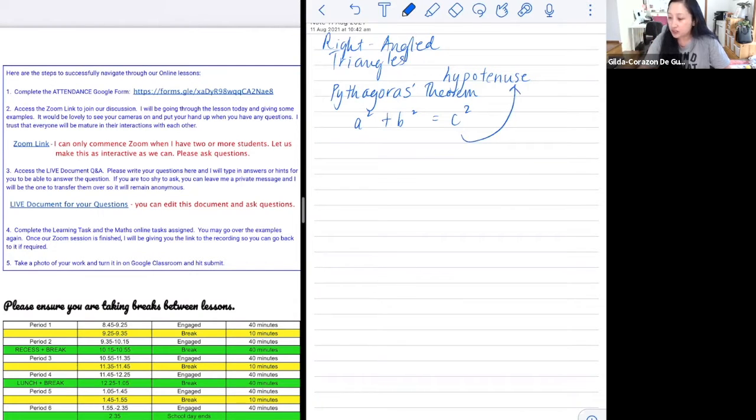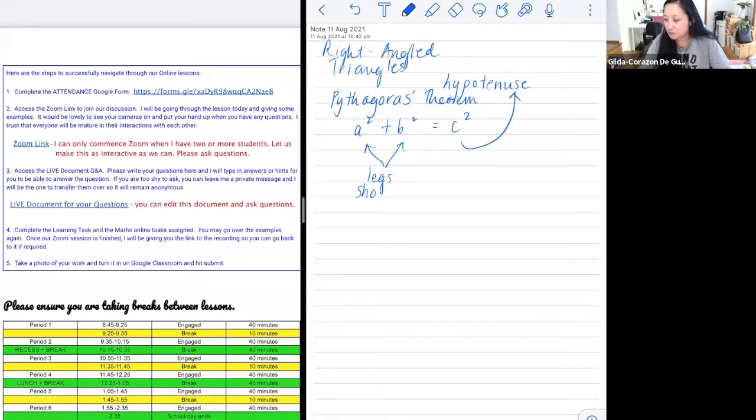And what did we call these again? Legs, or because the hypotenuse would be the longest side, these are what we call the shorter sides. So those are the legs or the shorter sides of a right angled triangle. Now we saw this formula in action last lesson because we solved some unknown sides of a right angled triangle, such as this one here. Let's say this is 3, this is 4.